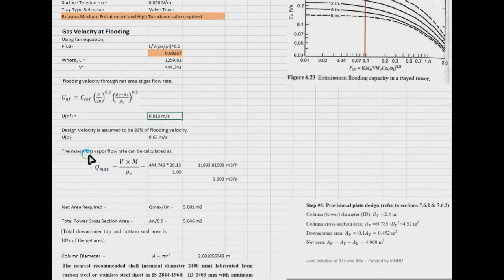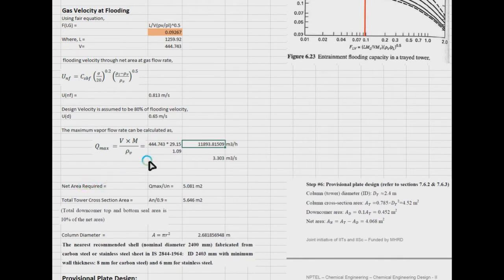So the maximum vapor flow rate needs to be calculated next, which is equal to the volumetric flow rate of the gas or the vapors multiplied by the average molecular mass of the gas stream if it is a multi-component mixture, again clearing the concept, divided by the density of vapor. So we get the maximum vapor flow rate that has to be passed through the column, and it is based on the material balance, not based on the design.